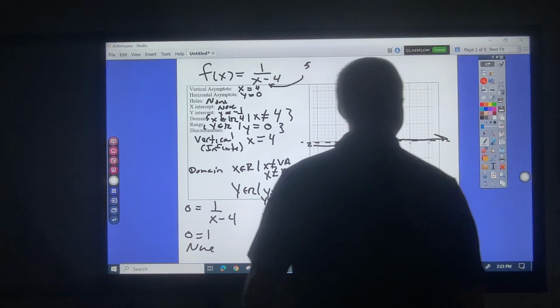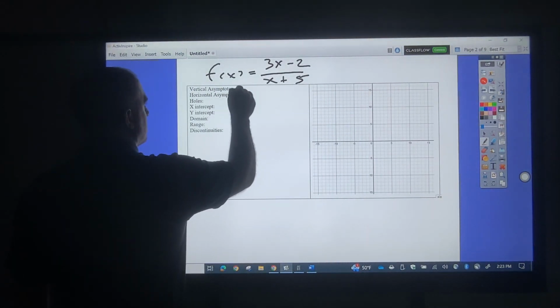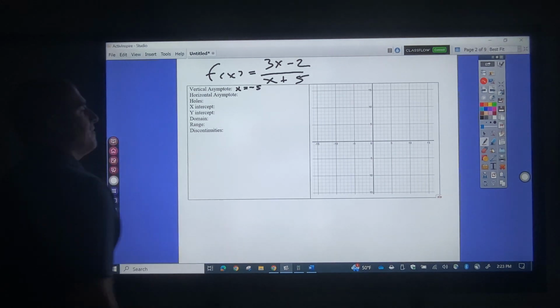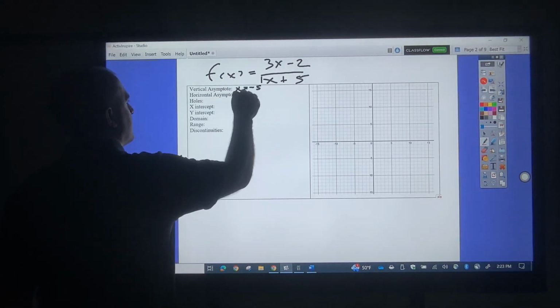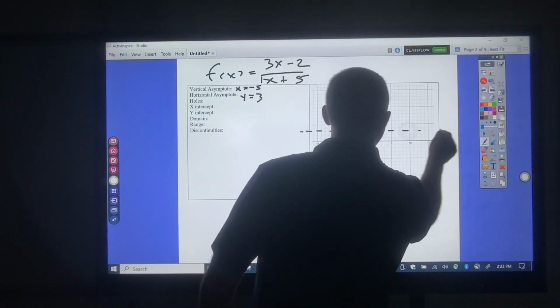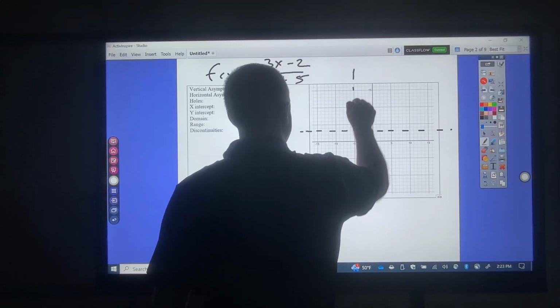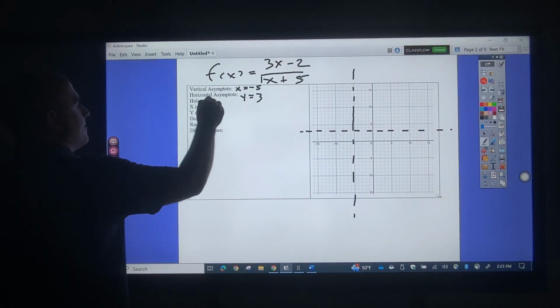Let's go on to another one. All right, vertical asymptote. Solve the denominator, it's x equals negative 5. I have a tie situation, so I divide those. That's going to be y equals 3. So y equals 3, x equals negative 5. Okay, I do not have any holes because I did not eliminate anything.